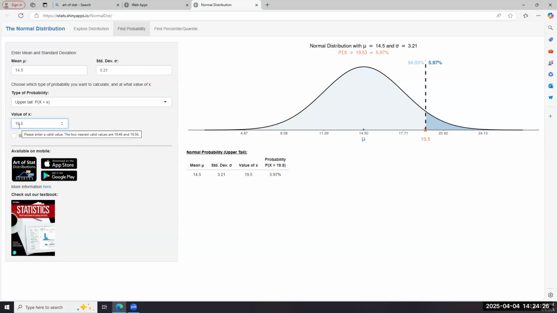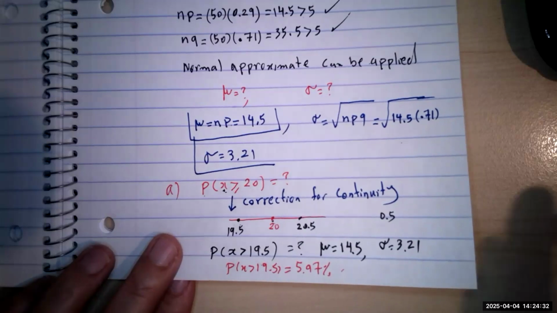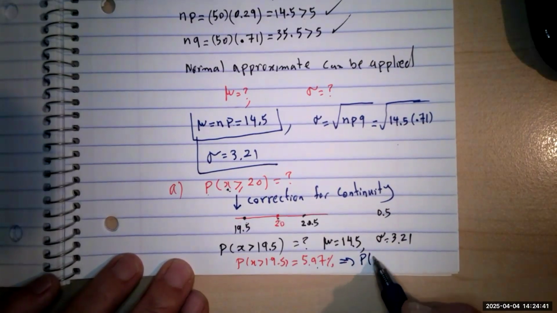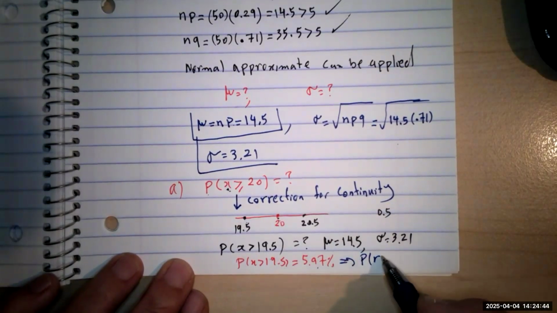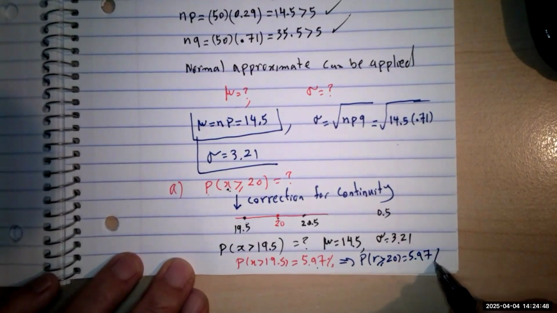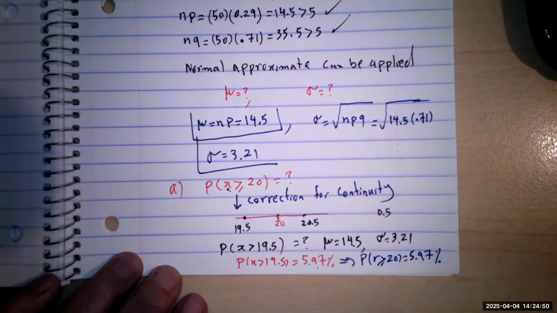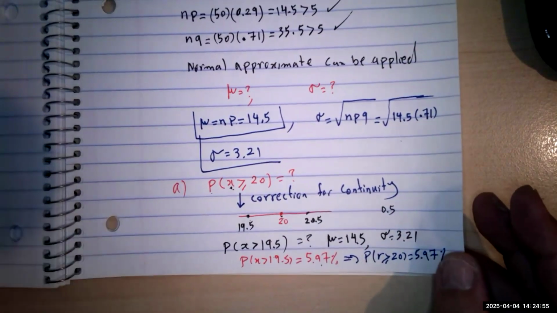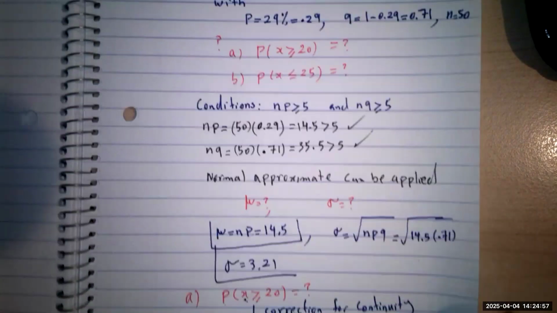So it's a great application again, but it's a kind of estimation where you have to do the first part yourself. The important part is just the correction for continuity. So the answer to the first part is 5.97%. That's the probability that R, or X, is greater than or equal to 20. You can check Art of Stat with the binomial distribution and you get the same answer. That's the first part.